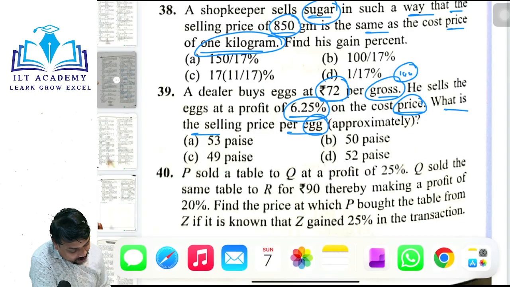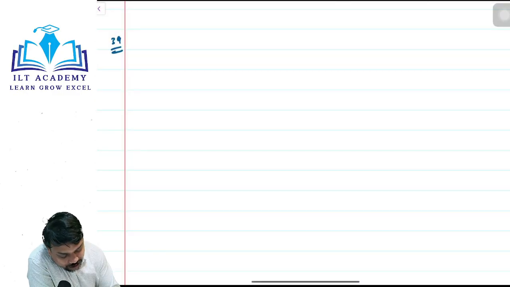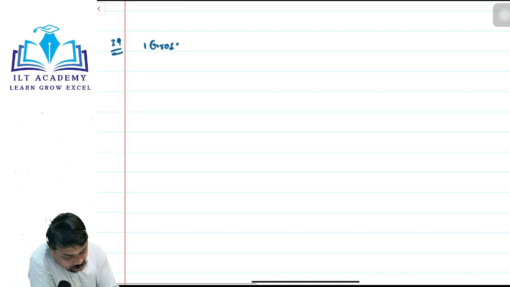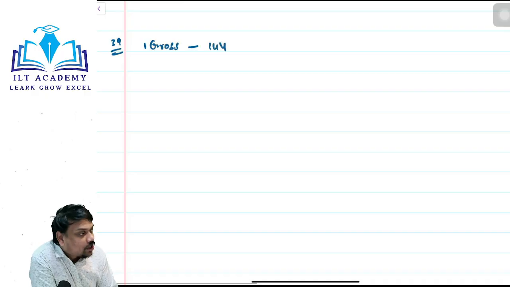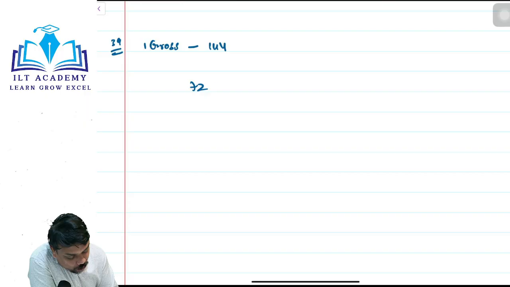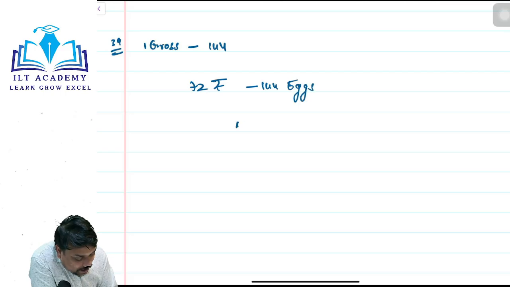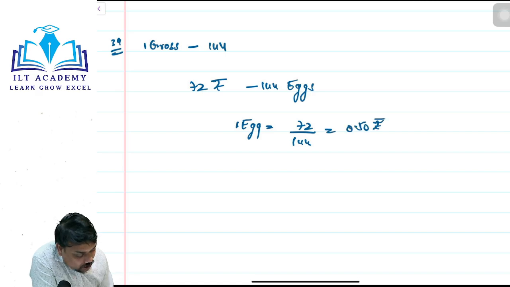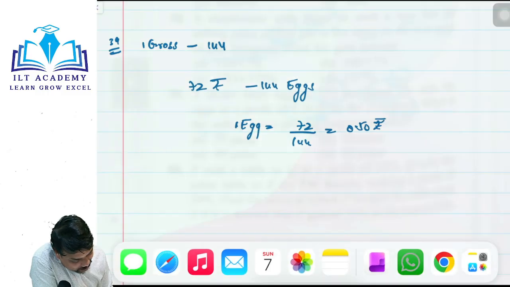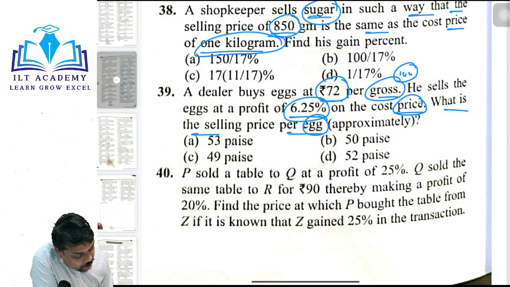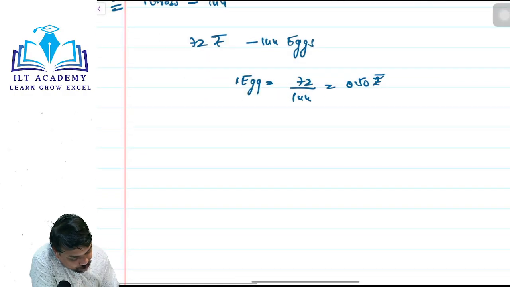So 1 gross is equal to 144. At 72 rupees, he is purchasing 144 eggs. So what will 1 egg's value be? 72 divided by 144, which is 0.50 rupees. Now he is making a profit of how much? 6.25% on cost. So profit on 1 egg is 0.50 into 6.25 divided by what?